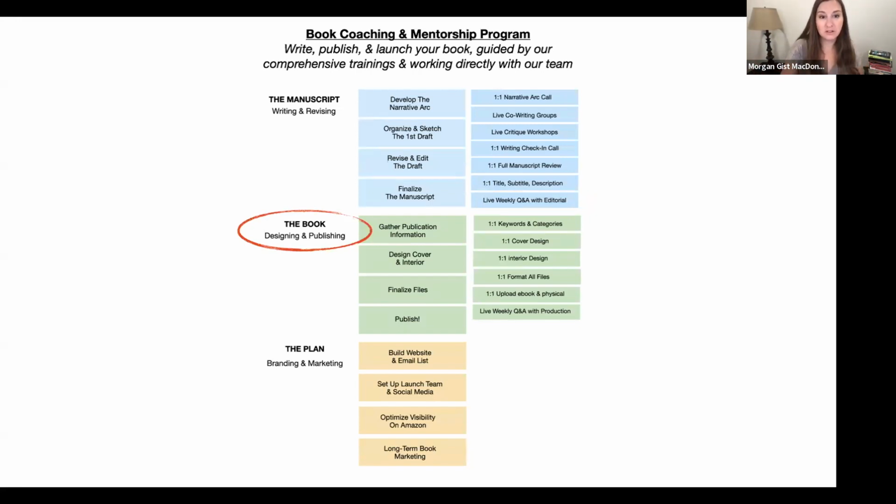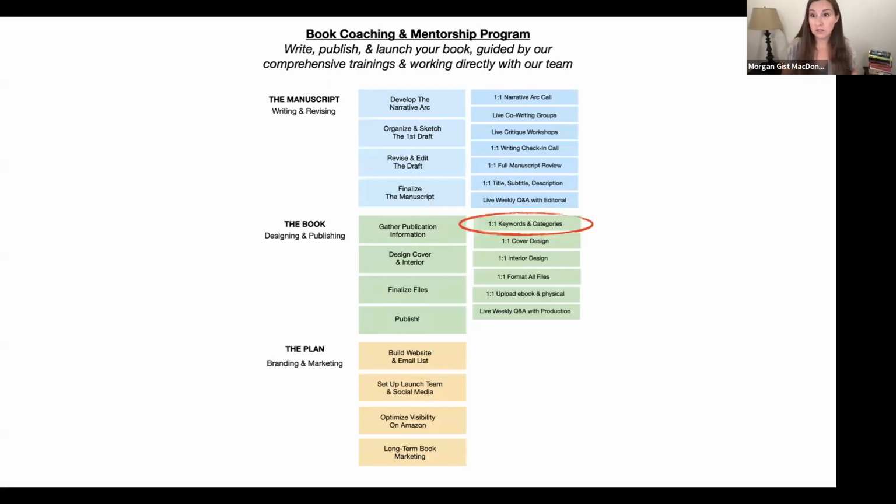A book that is for sale, right? So in this designing and publication phase, we need to gather up all of our publication information: our ISBNs, our publishing accounts, and questions around the copyright process. What are all the more legal bits? Do I need an LLC? Can I publish under my own name? What about a pen name? Those are all publication questions.